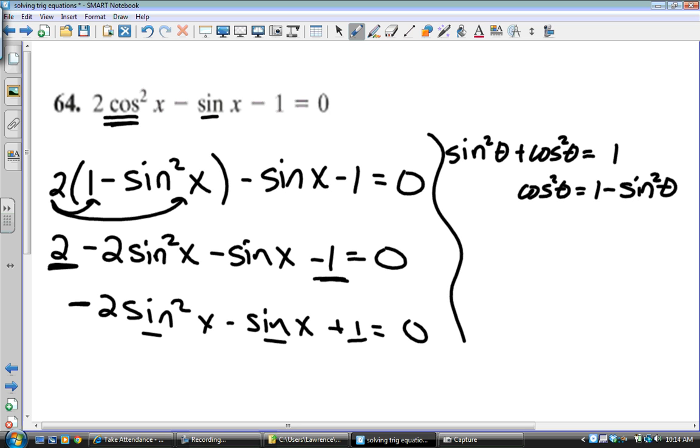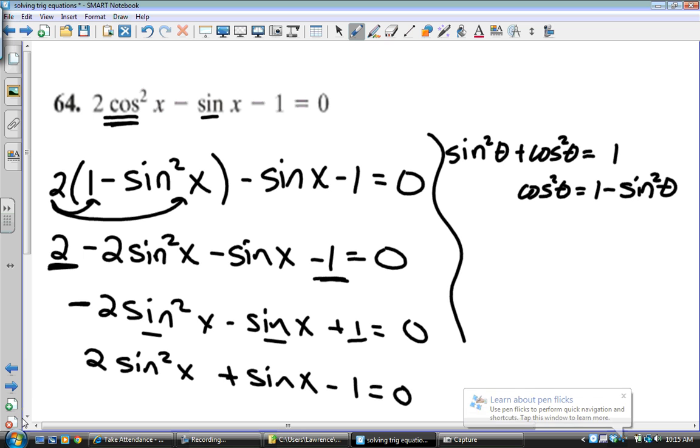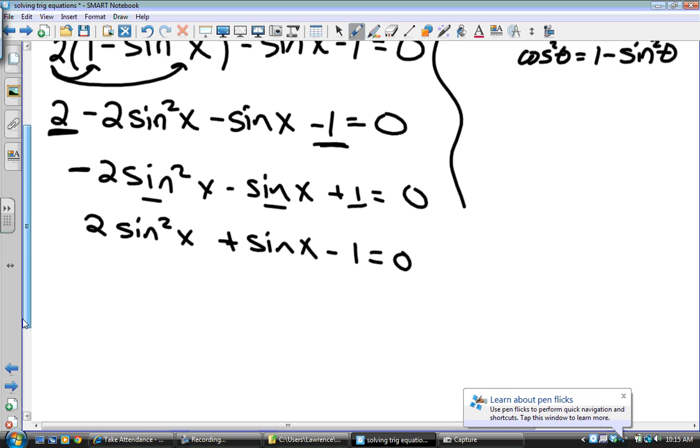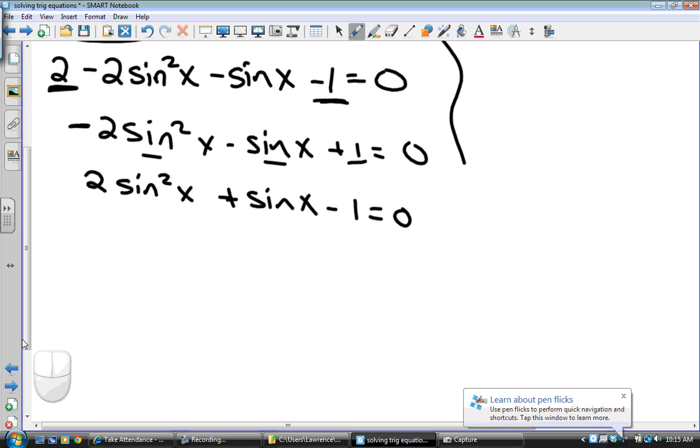Okay, so how can I do that? Yeah, just distribute a negative. So this is going to make it say 2 sine squared x, but then what? Plus sine x minus 1. Okay, and now it's like that nice quadratic form, isn't it? So we can do our substitution stuff and truck on, can't we?